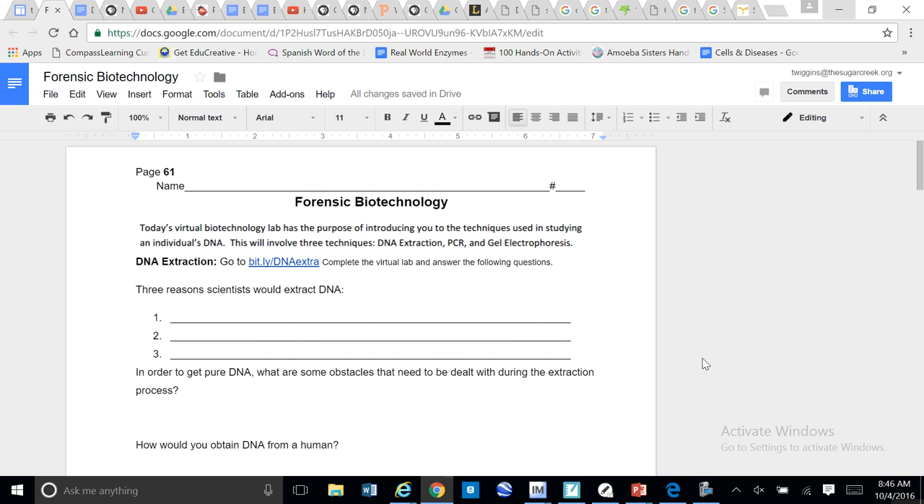Are you guys out there? You went from DNA extraction to what? Say it louder, Simon. What does that stand for? Is it PCR? PCR. Shane? Polymerase chain reaction. PCR, and what does it stand for?